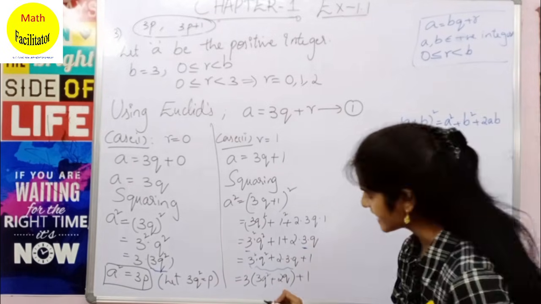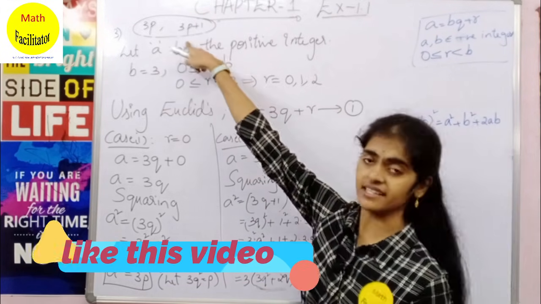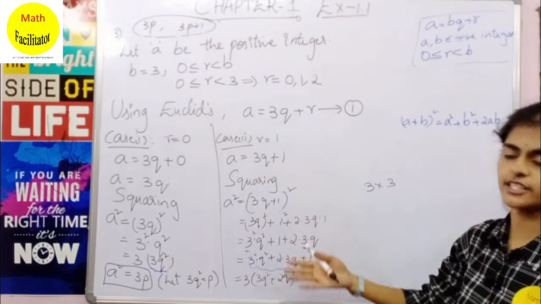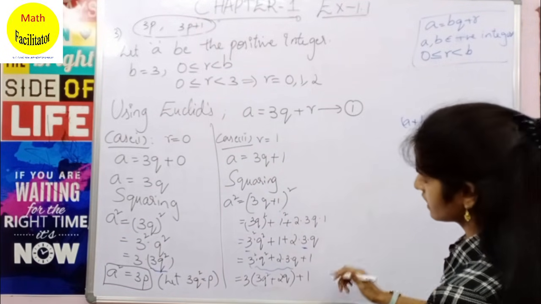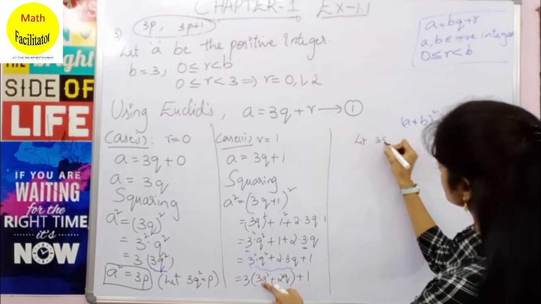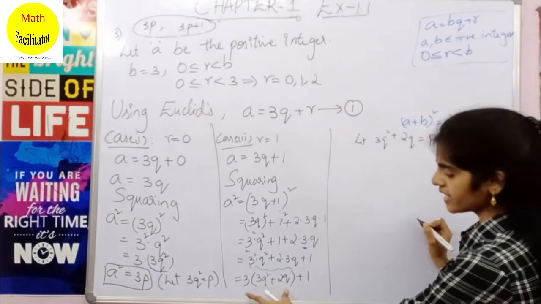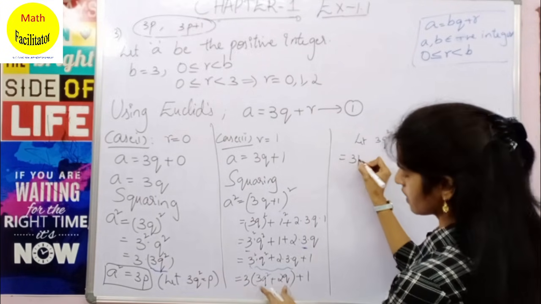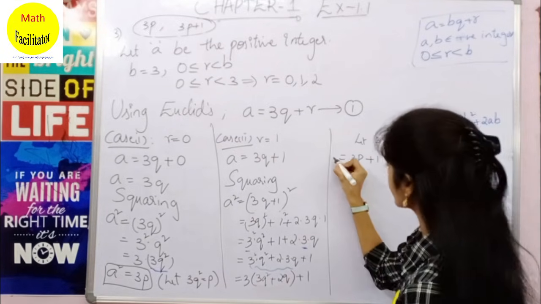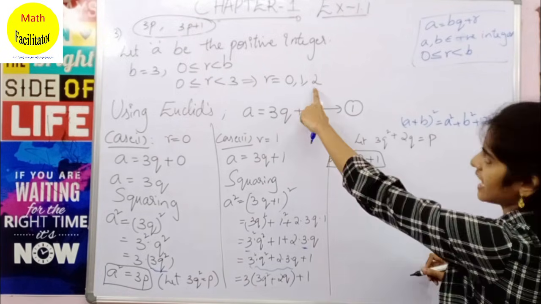Okay, now this entire thing I want to take it as P. Why P? Because in the question they are asking you to prove it as 3P plus 1. So I am using that variable. Otherwise you can use any variable. So if you take this bracket, 3Q square plus 2Q, as P, this becomes 3 times P, plus 1. That means A square you got it as 3P plus 1. Clear?